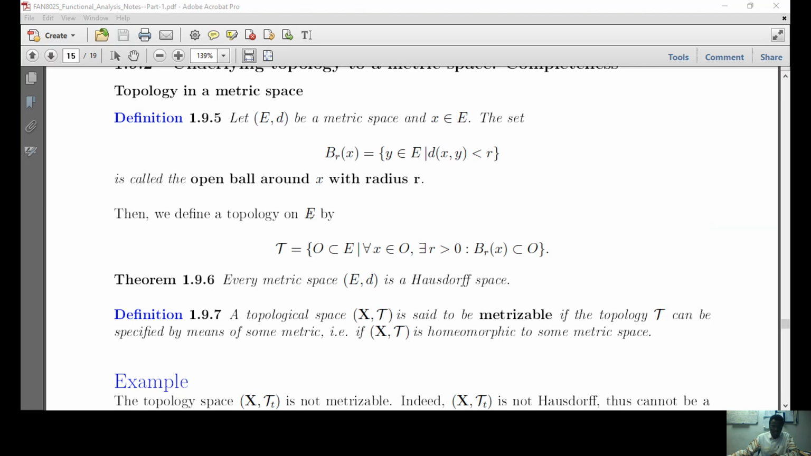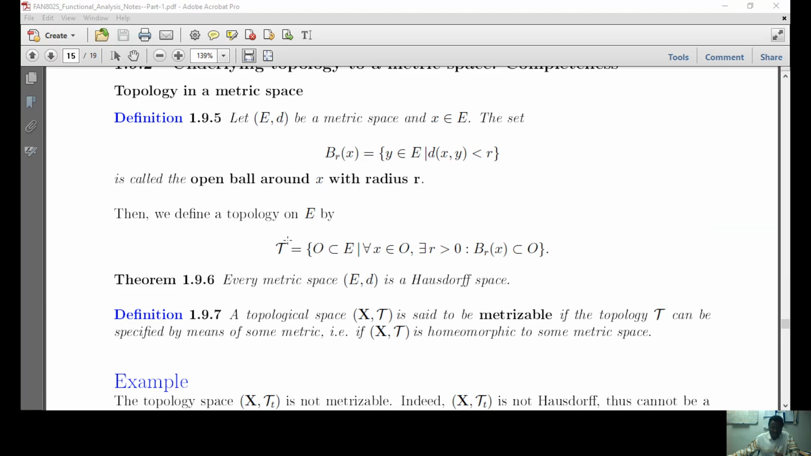So T, the topology on E, is defined as all the subsets of E that are neighborhoods of each of their points. You remember how we even characterized the topology of R. We know that a set is open if it is a neighborhood of any of its points, or a neighborhood of all its points. That's exactly what we are doing here.